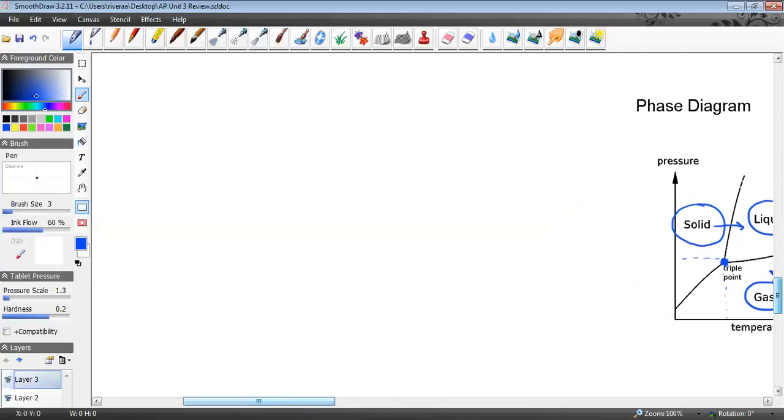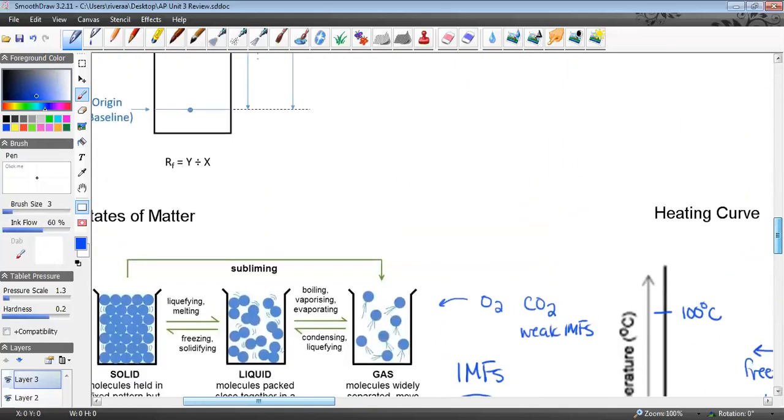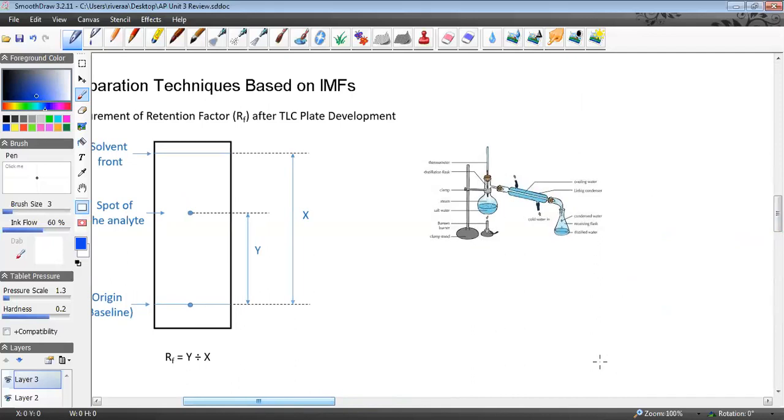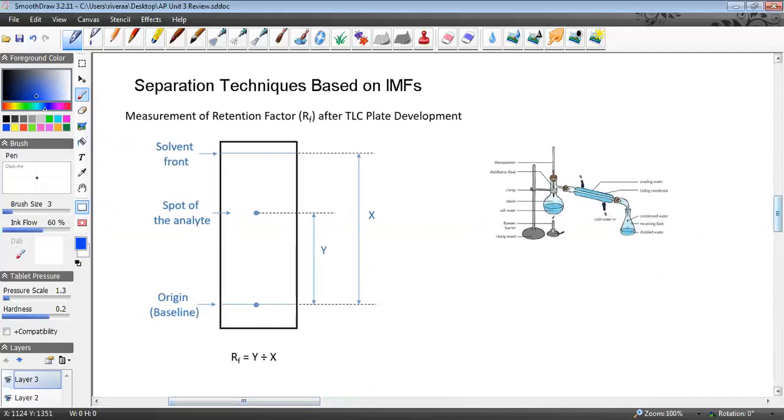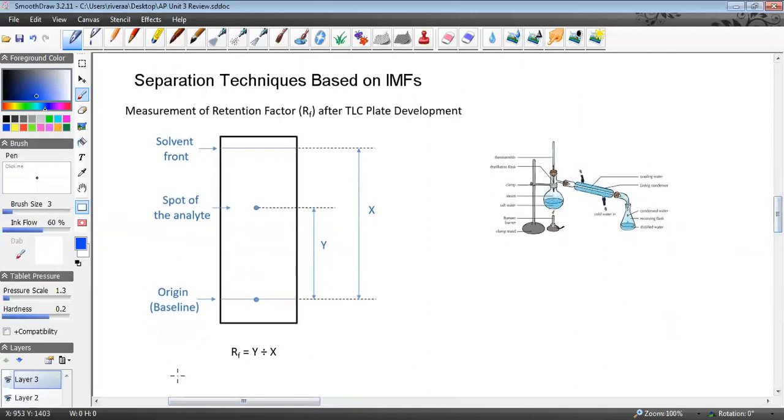I think I wanted to talk about separation techniques. Yes, two types of separation techniques depending on IMFs, okay? The first type, and you guys did some beautiful art with this, is chromatography. Chroma, meaning color, and graphy being to write, so to write with color.